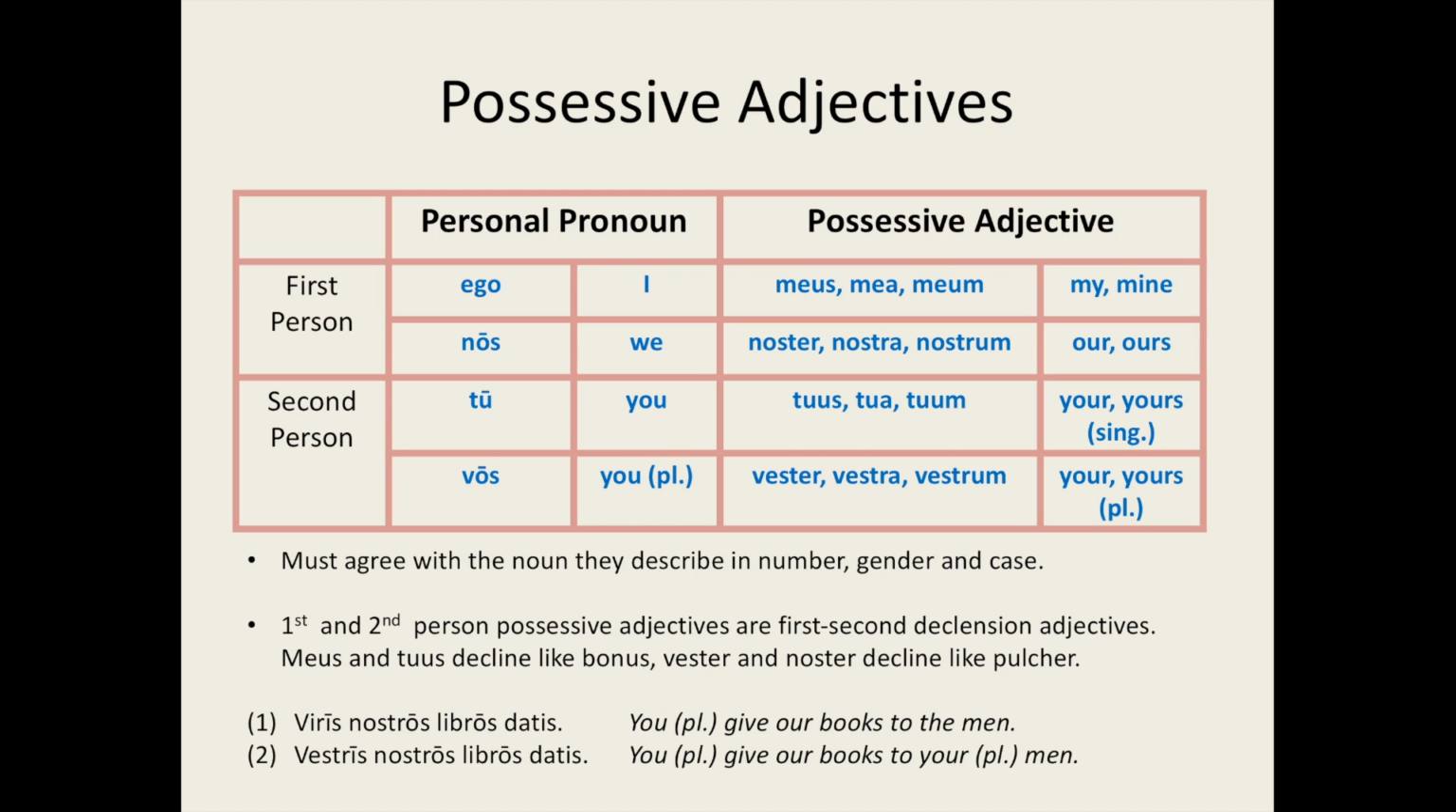Here are two examples of possessive adjectives: viris nostros libros datis, you give our books to the men; vestris nostros libros datis, you give our books to your men. In the second sentence, vestris implies vestris viris. This is called the substantive use of the adjective. Vestris is a substantive because the adjective is functioning as a noun. Literally it says yours, but what is implied is your men.